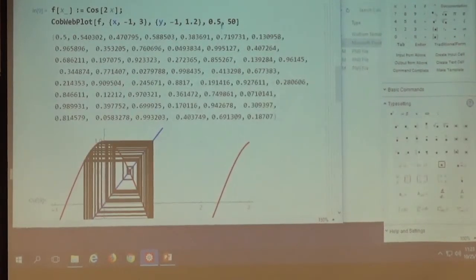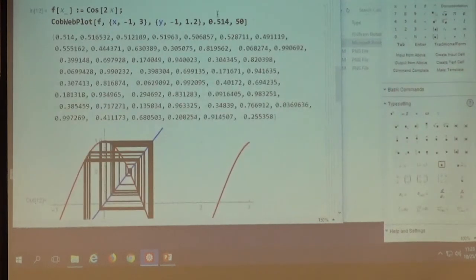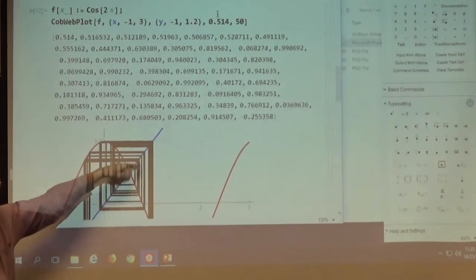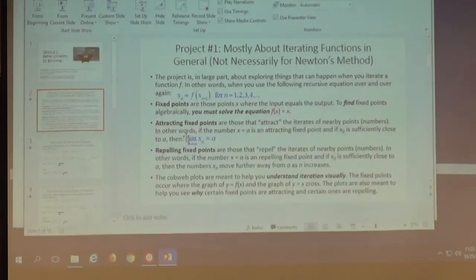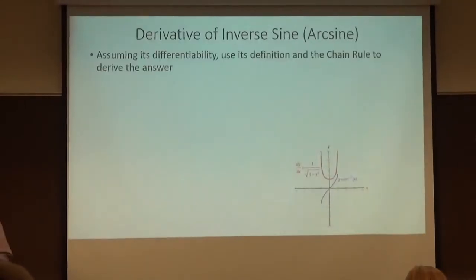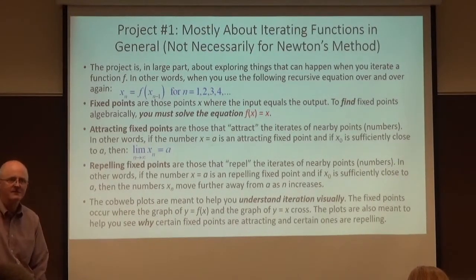I plug in 0.514, say, I'm pretty close to the fixed point. I still move away from it. It still spirals away from it first, and then it does wild things. Okay. So that's a very quick summary of some real important points from the project. Take those things to heart as you work in the project.